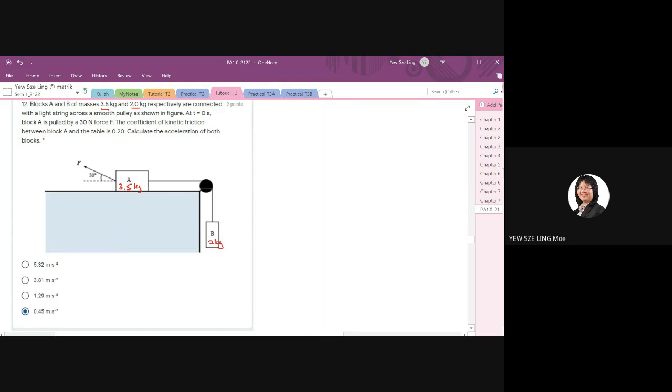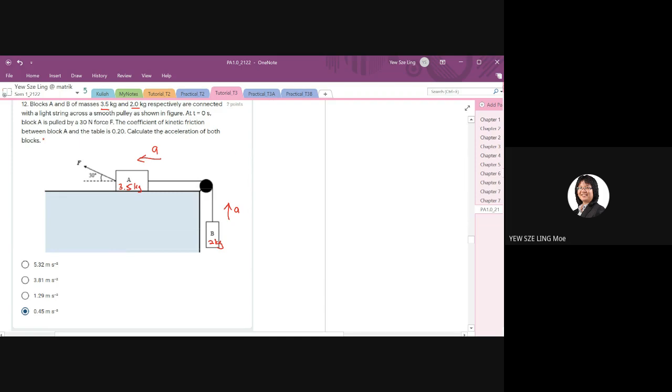They are connected with a light string across a smooth pulley as shown in the figure. At time t equals 0 seconds, block A is being pulled by a force. So now you pull block A to the left-hand side, which means your acceleration should be going to the left. So for block B, the acceleration should be going up. It's unlike the questions that we have been doing in the tutorial where you let B drop and it will pull block A to the right-hand side. No, now this is the opposite situation. You pull block A and block B both move at the same time.